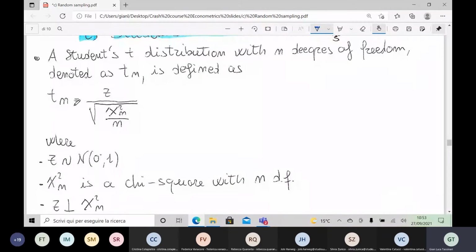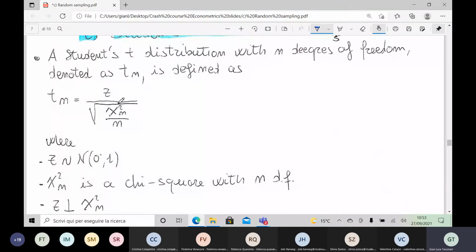A chi-square with n degrees of freedom divided by its number of degrees of freedom, where theta and the chi-square random variable are independent. So you see that is the ratio of two random variables, theta and what? The square root of a chi-square divided by its number of degrees of freedom, where theta and this chi-square are independent. I wrote it here, guys. Everything with NDF means degrees of freedom.